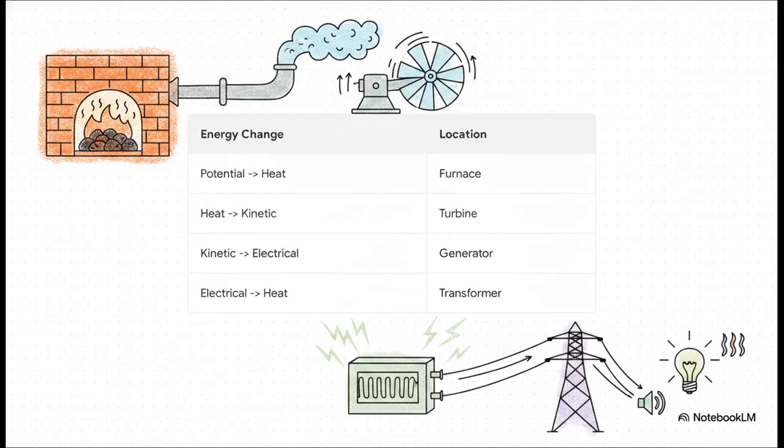Now listen up, because this is absolutely crucial for your exams. You need to memorize this map of energy transformations and know exactly where each magical shift takes place. In the furnace, the chemical potential energy of the coal becomes heat. As that steam rushes to the turbine, heat becomes kinetic energy. As the turbine spins the generator, kinetic energy morphs into electrical energy.